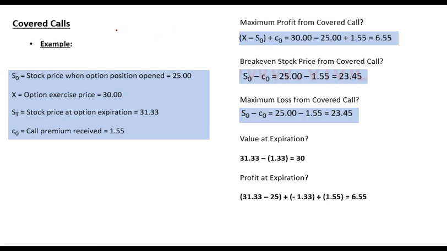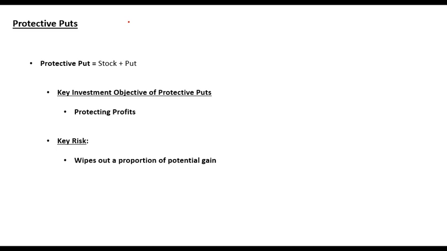Okay, so we just covered call. Now we'll move on to protective put. Protective put, as we discussed, is stock plus put option, and the key investment objective for protective put is to protect profits, or downside protection.